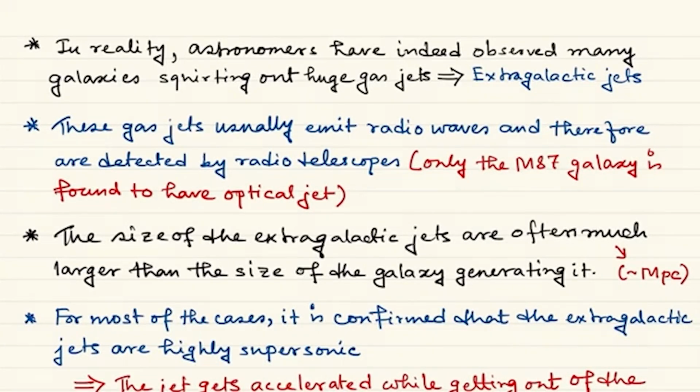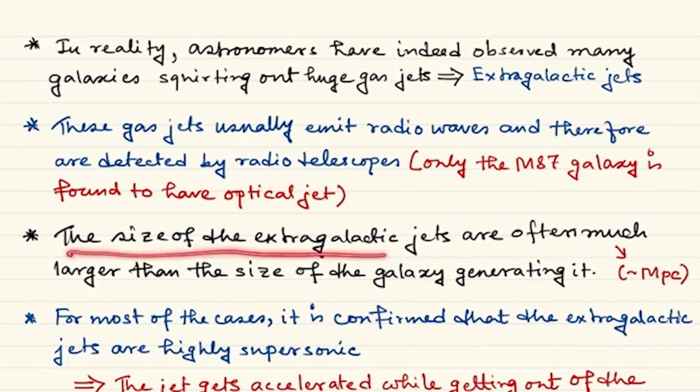Now, coming to some astrophysical connection, astronomers have indeed observed many galaxies which squirt out huge gas jets, and these are known as the extragalactic jets. These gas jets usually emit radio waves, and therefore they are detected by radio telescopes. There is only one exception within our knowledge: only the M87 galaxy is found to have an optical jet, otherwise mostly they have radio jets.